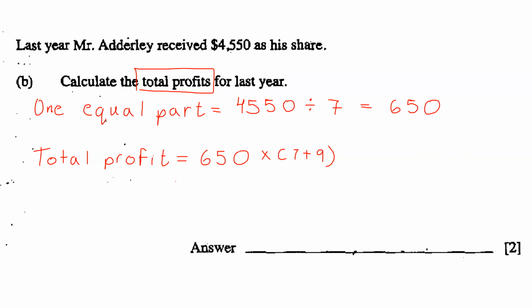So it's going to be equal to 650 multiplied by 16. And that's going to be equal to what? 650 multiplied by 16 is going to be 10,400. Again, 650 multiplied by 16 is 10,400. And so that's how we get the total profit. So Mr. Adderley is going to get 4,550 out of the 10,400.